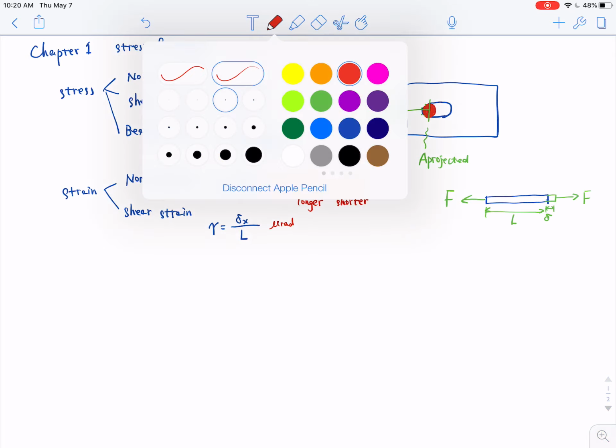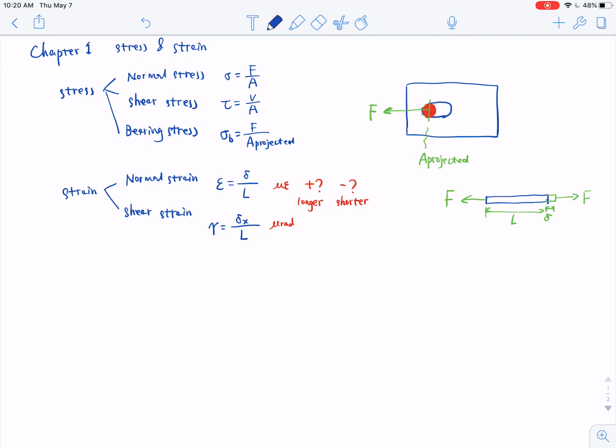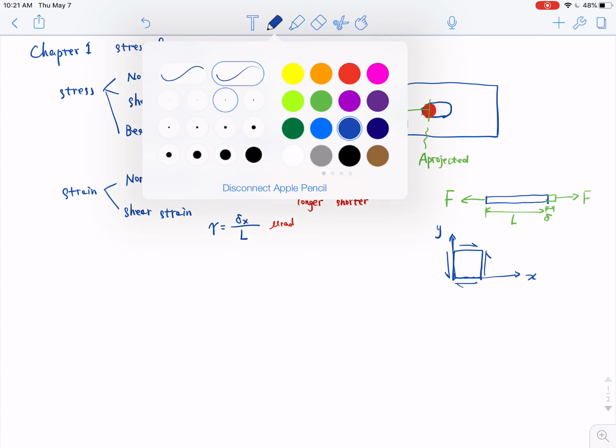Okay, we can also give an example. This is x direction, y direction, and this is the original shape of an element. And it's subjected to shear. Right, after this shear force tau is added, it will deform.